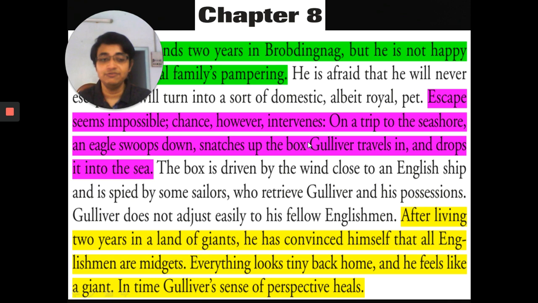So this is the message of the book, that all the Englishmen are basically midgets. Midgets means small, very small size human beings. And everything looks tiny back home, and he feels like a giant at home. In time, Gulliver's sense of perspective heals. With the passing of time, Gulliver's sense of perspective slowly changed.